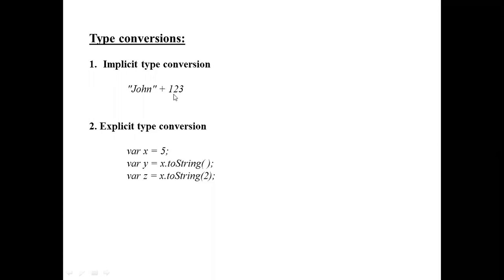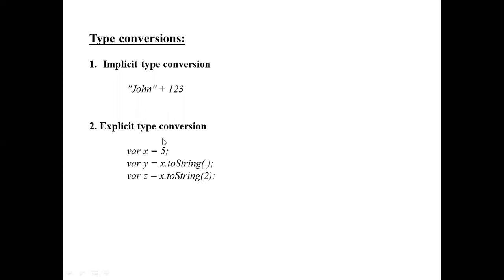Here 123 is a number. That number is converted automatically by the interpreter to a string. Then we add that string to "John". "John" + 123, "John123" is the output for this statement. So in the case of implicit type conversion, the number 123 is converted into the string "123" automatically by the interpreter. That is implicit type conversion.